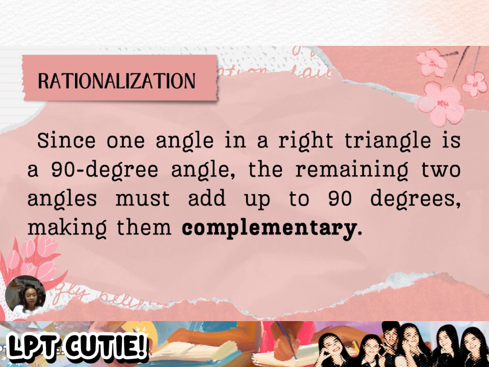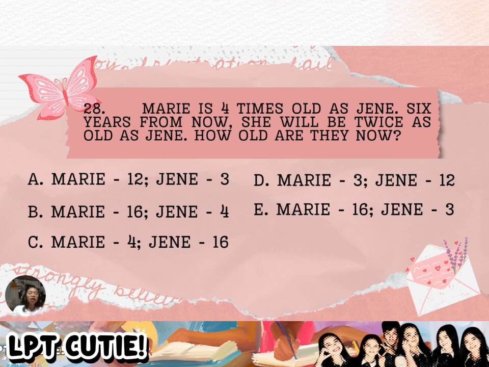So next question we have here: Marie is 4 times as old as Jenny. 6 years from now, she will be twice as old as Jenny. How old are they now? A, Marie is 12, meanwhile Jenny is 3. Letter B, Marie is 16, meanwhile Jenny is 4. C, Marie is 4, meanwhile Jenny is 16. Letter D, Marie is 3 and Jenny is 12. And letter E, Marie is 16 and Jenny is 3. So the answer is letter A. Marie is 12 and Jenny is 3.